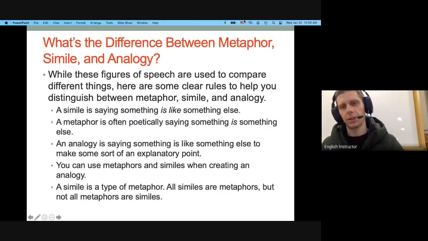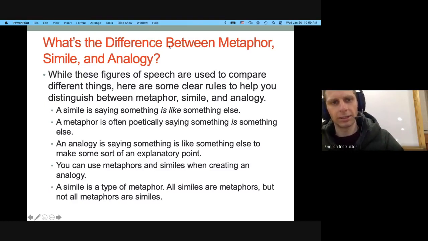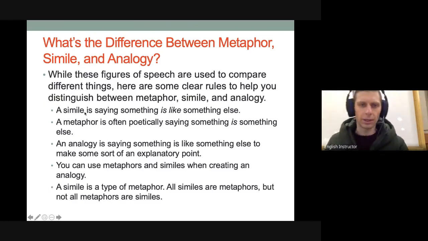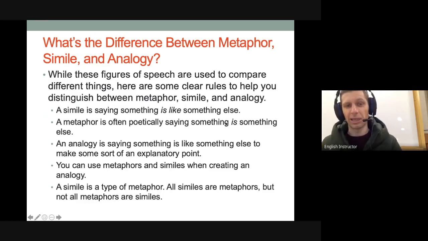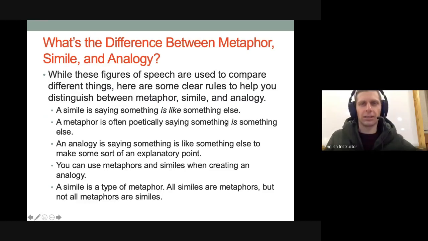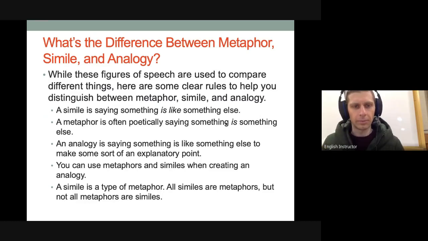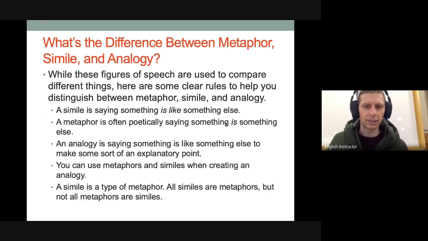So what's the difference then between metaphor and simile and analogy? So a simile is saying something is like something else. A metaphor is often much more poetic. It's saying something is something else. So it's not saying like a roller coaster, life is a roller coaster. That's a little more poetic or a little more exaggerated. And meanwhile, an analogy is saying something is like something else to make an explanatory point.